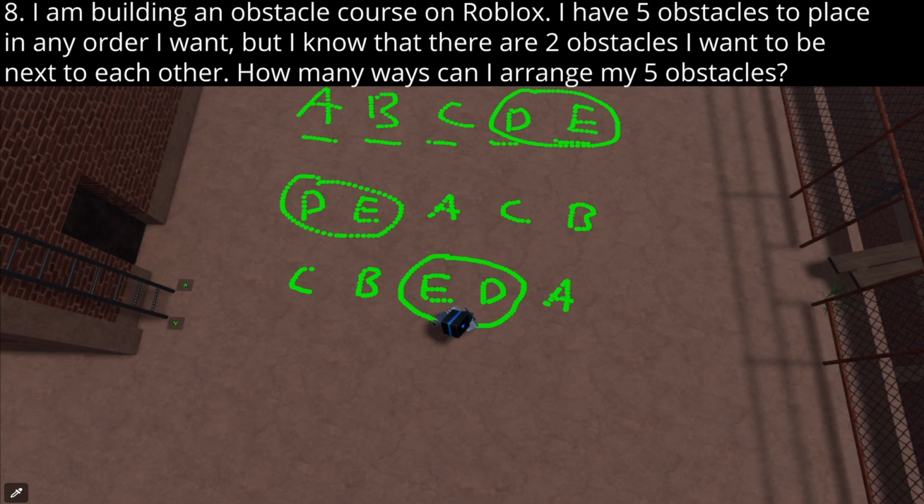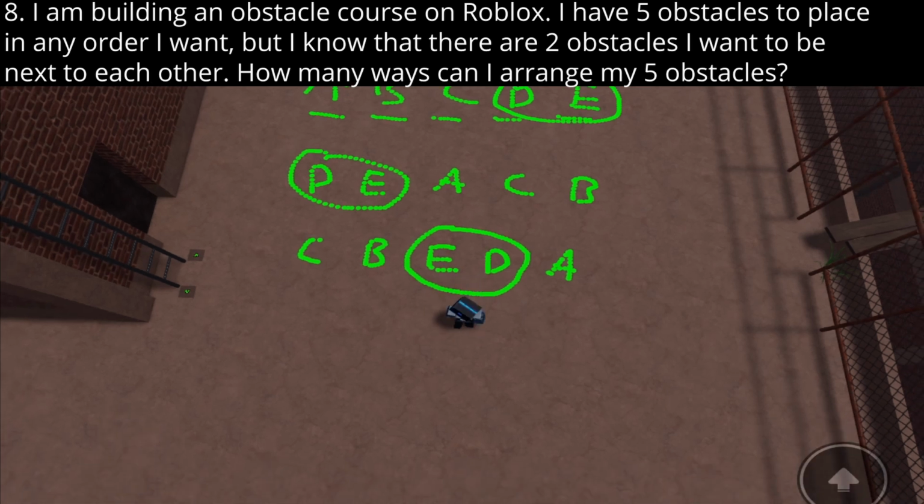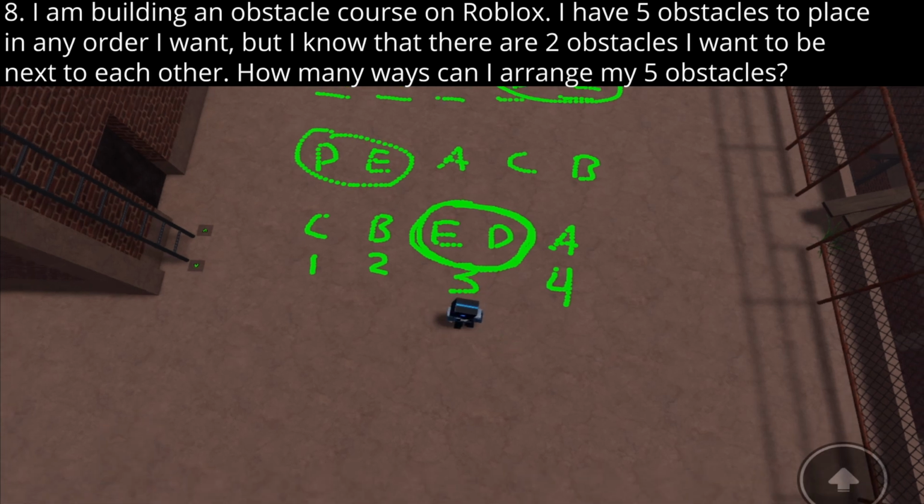So the way you can think about this is that notice how there's actually only 4 objects in this group, because this E and D here, or this D and E, acts as one object because it moves together. So notice how there's only 1, 2, 3, 4. There's only 4 objects we're dealing with. Even though I said there's 5 obstacles, you can think of this problem as having 4 total objects because D and E are always moving together. You can't separate them because the problem said you need to have 2 obstacles next to each other.